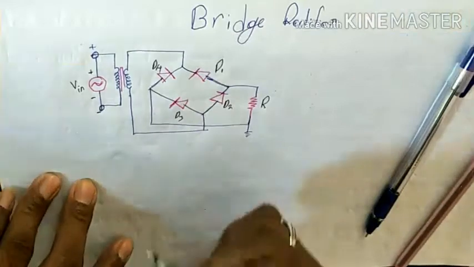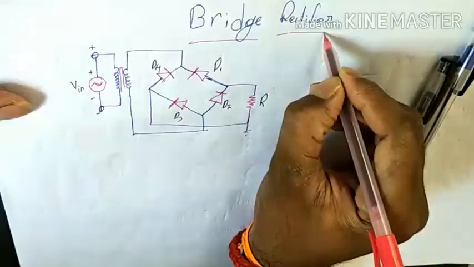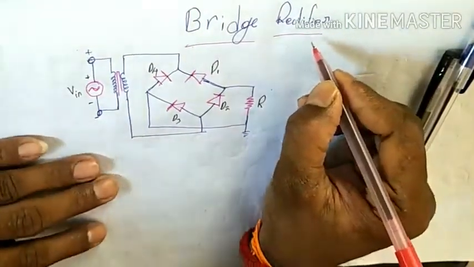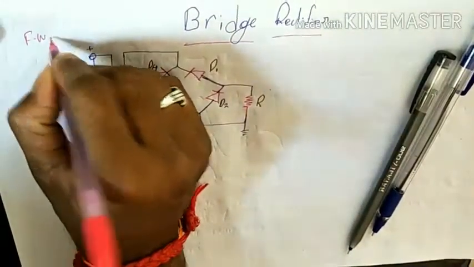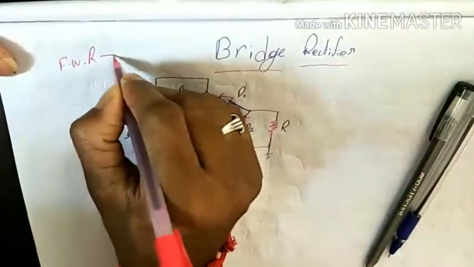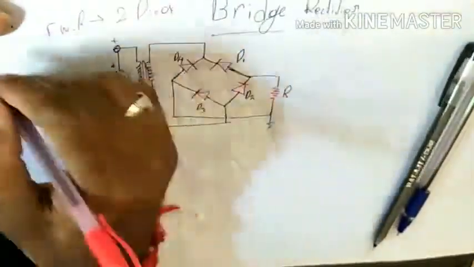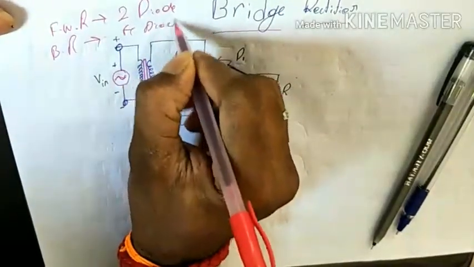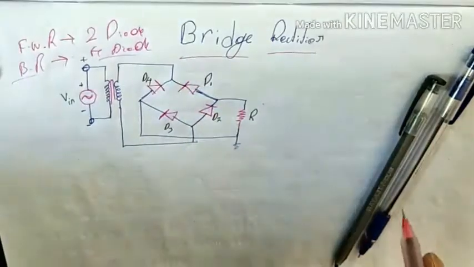Hi friends, now we are going to discuss the bridge rectifier. In the full wave rectifier there are only two diodes. For the bridge rectifier we have four diodes. In most applications we use bridge rectifiers only.